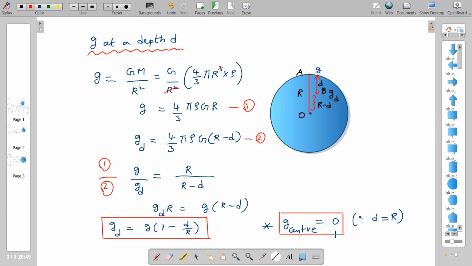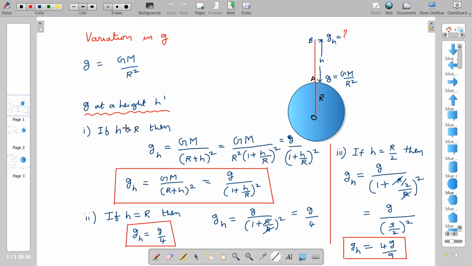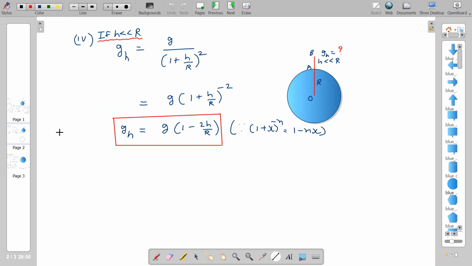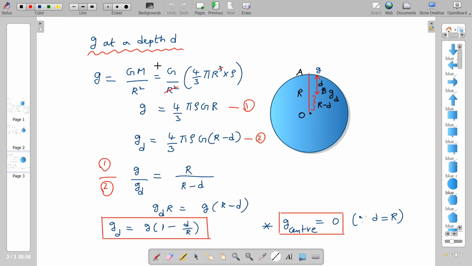So that's about this session, my dear students. In this session what we found? We found the variation in g at a height h, next at a depth d.